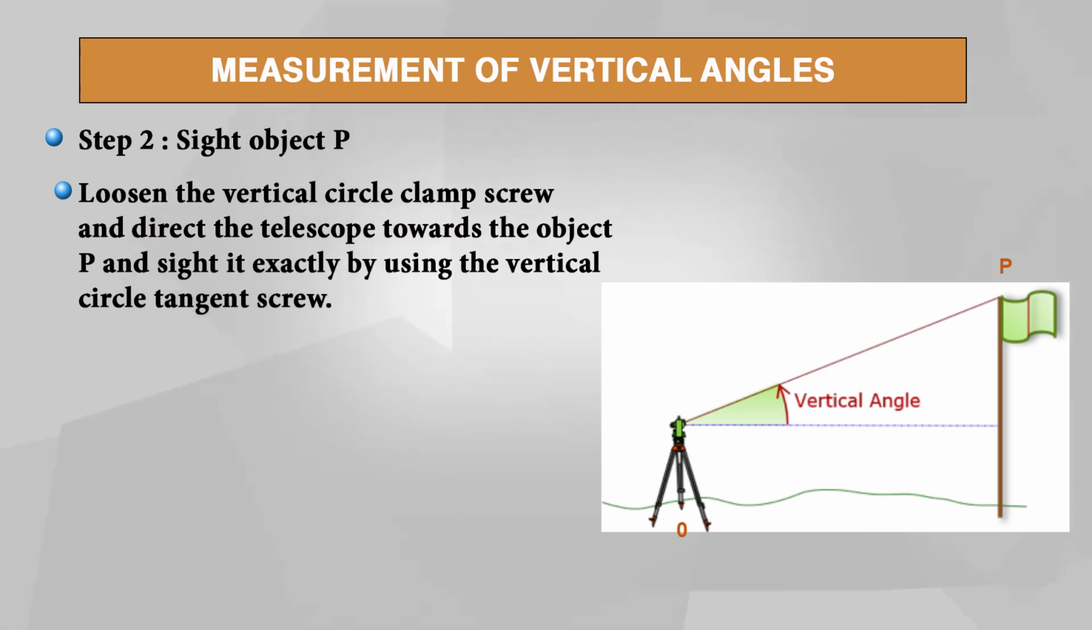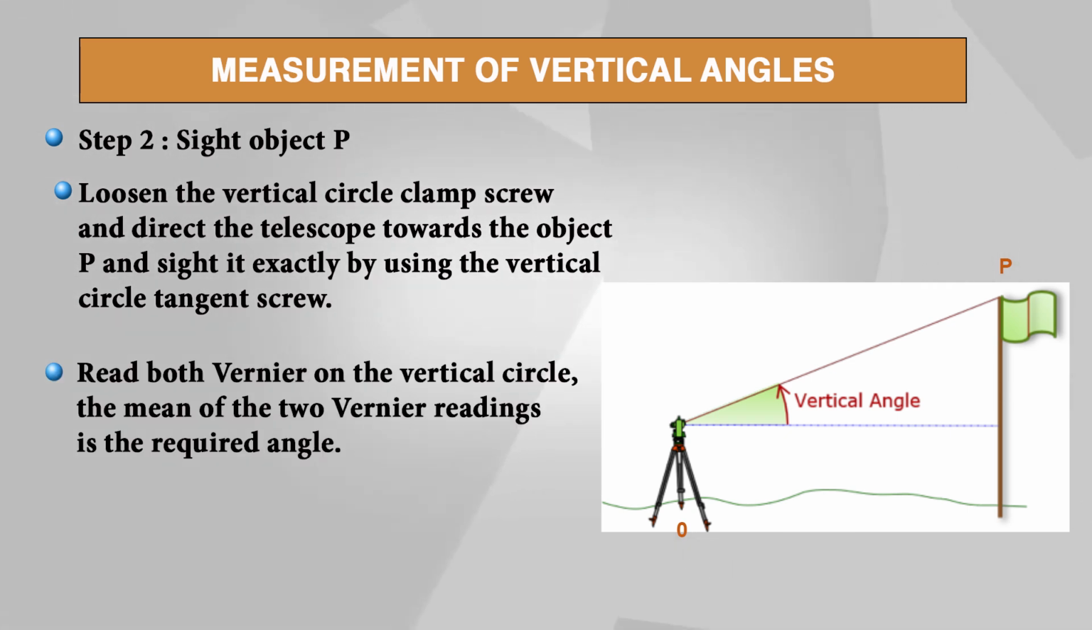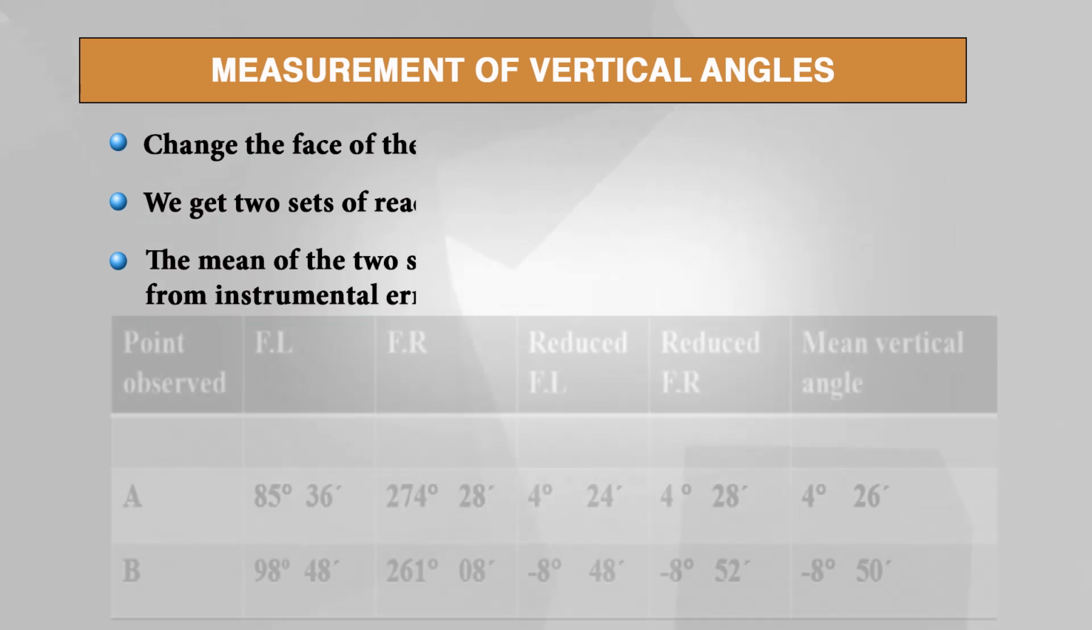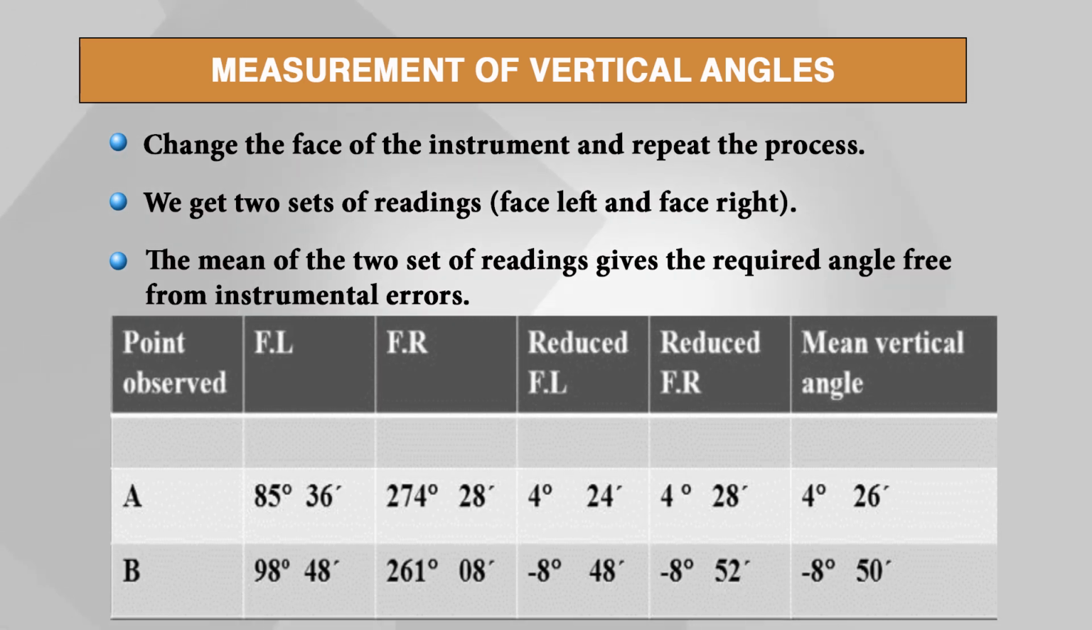Loosen the vertical circle clamp screw and direct the telescope towards the object P and sight it exactly by using the vertical circle. Slight movement can be done by tangent screws. Read both the vernier readings on the vernier scale. It means that the 2 vernier readings will give you the value of the required angle. Change the face of the instrument and repeat the process. The mean of the 2 vernier readings will give the average value of the required angle.